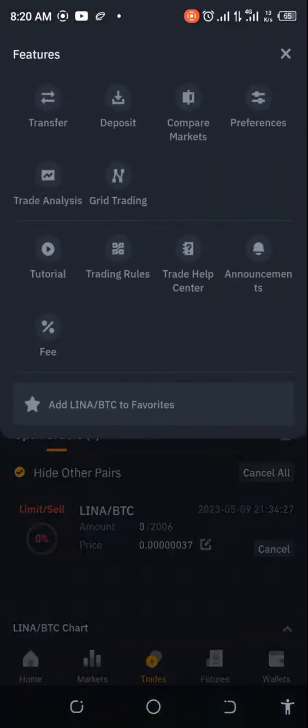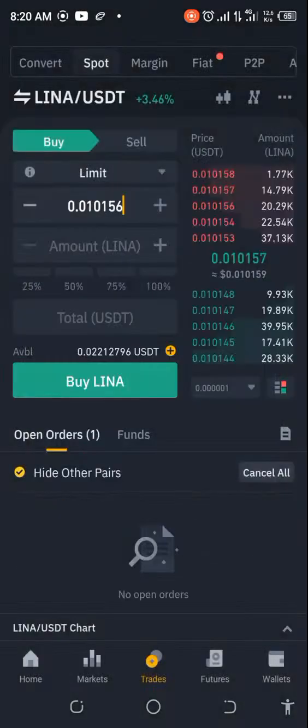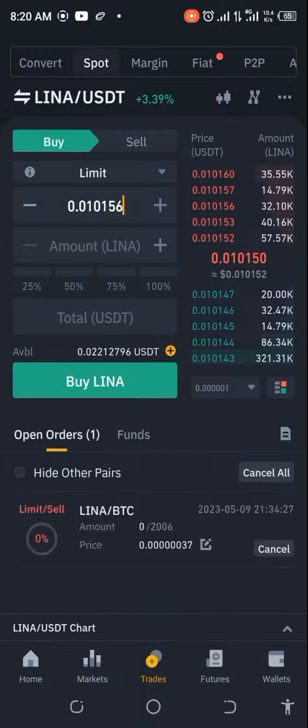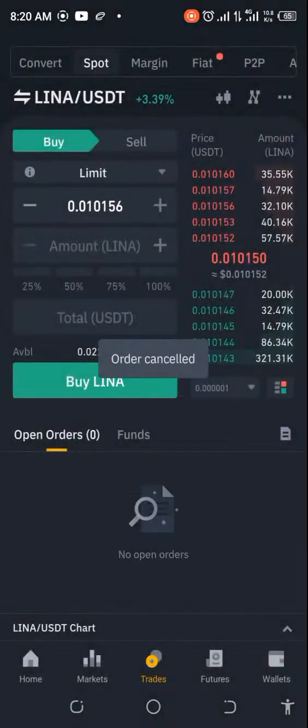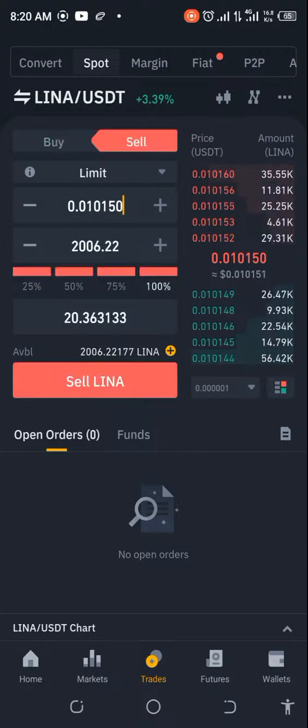Let me go and check what's happening to Lena USDT. Has it gone up? It looks like it's gone up. Let's go ahead and get this sold back. So let me cancel this. I'm just going to cancel this. Let's go ahead and cancel, and then let's check what we can make. If this is possible, let's see. We will make some good money. So let's get this sold. 1, 2, 3, go.